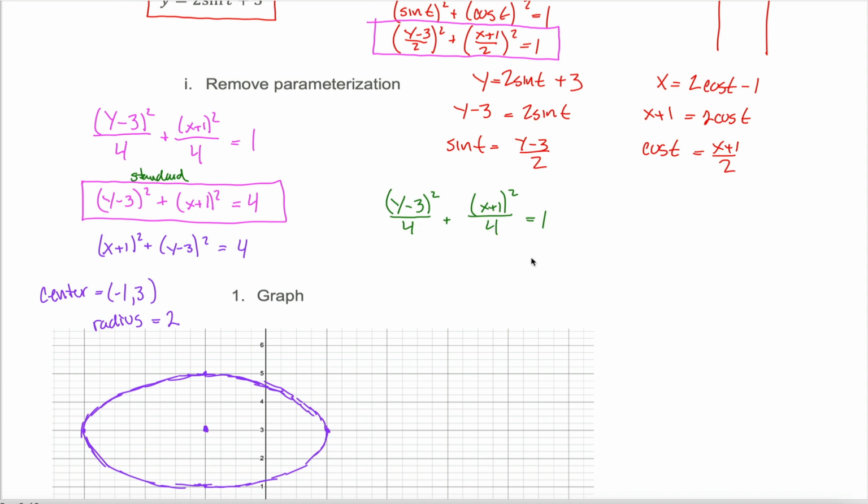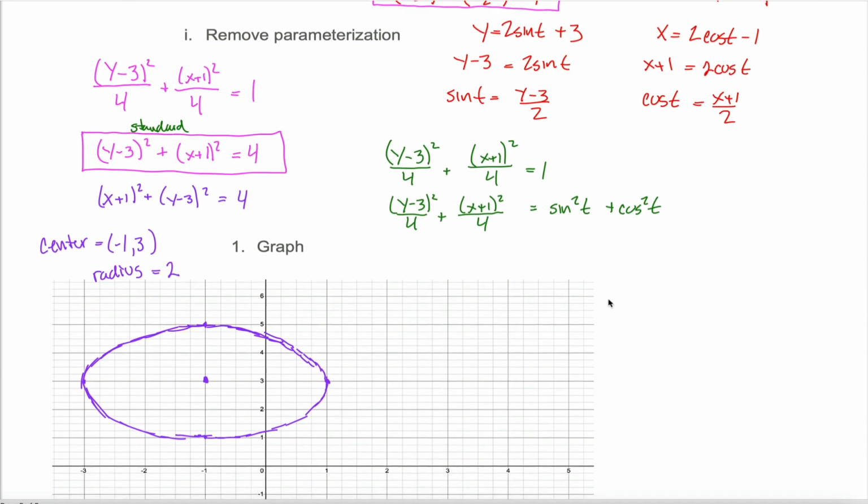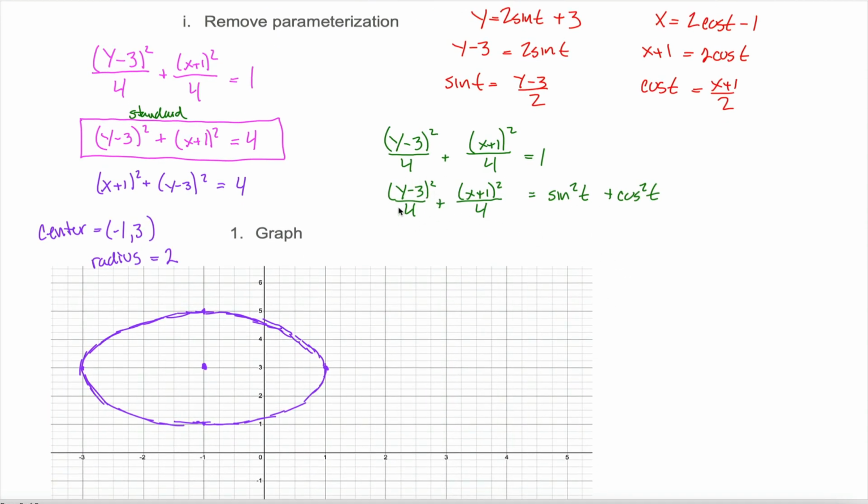And taking advantage of my Pythagorean identity, instead of writing a 1 right here, I could write sine squared t plus cosine squared t. We're not quite at the stage where we can see the parameterization because this is not something squared, only the top here is squared. However, with a little bit of clever algebra, we can rewrite this as ((y minus 3) over 2) squared and rewrite this term as ((x plus 1) over 2) squared.